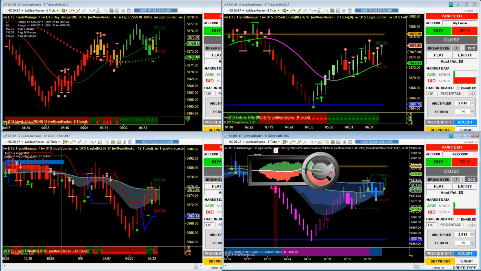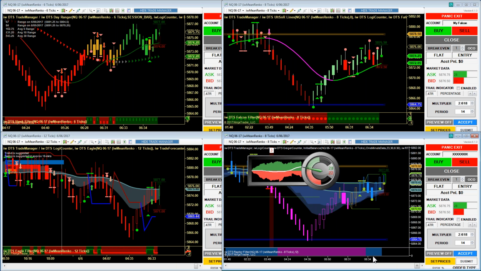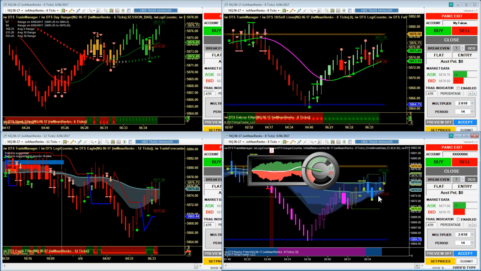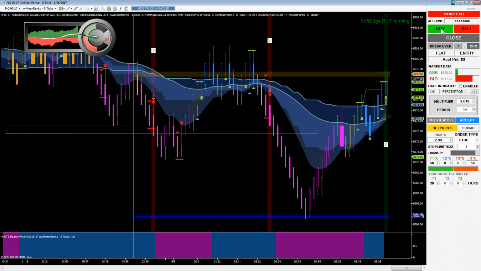Okay, we're getting a little bit of a bullish push. The only tool really to give us a signal so far is the Falcon. We do have a trend change signal in the Falcon. We are getting, yeah, there's the soft edge buy on the Raptor. So that has triggered. I'm just going to punch in with a buy order there.